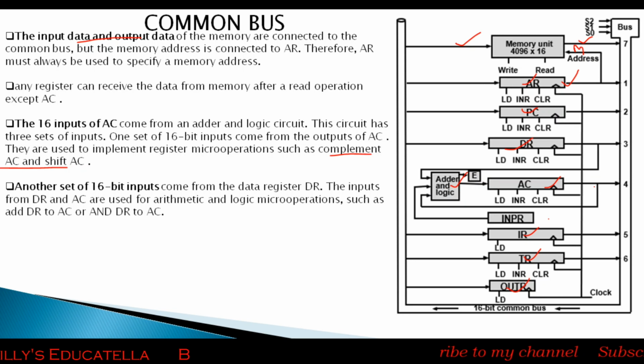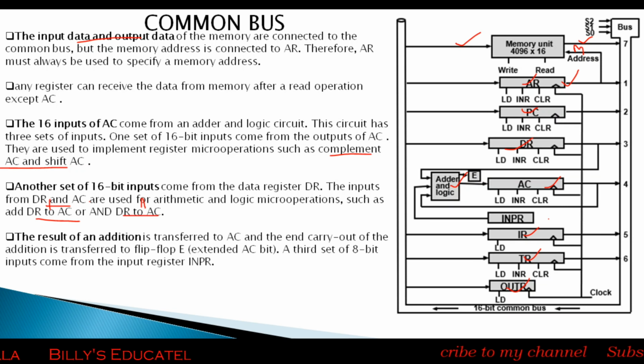As we discussed, the input coming from the accumulator will perform register shift micro operations, but here the input coming from the data register and the input coming from the accumulator will combine and perform the arithmetic and logical micro operations, such as add DR to AC or AND DR to AC. Between DR and AC there will be an AND operation, and between DR and AC there will be an add operation.